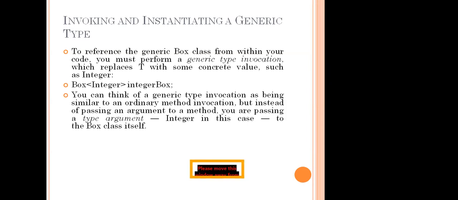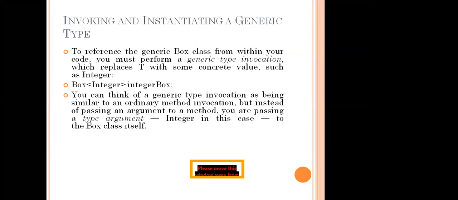Again, for example, a particular child gets the properties of a parent or a grandparent. There is a relationship between these three: father, grandfather, and child. So some methods will be followed in between. You can think of a generic type invocation as similar to an ordinary method invocation, but instead of passing an argument to a method, we are passing a type argument.